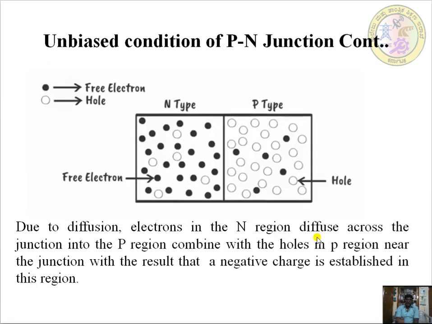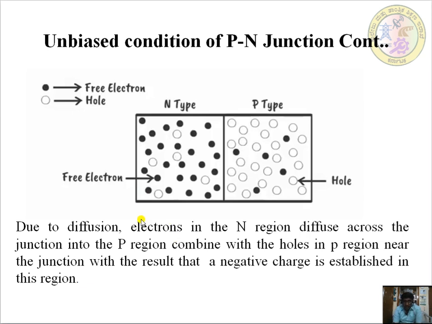Okay, next, the unbiased p-n junction continued. When we group p-type and n-type together, what will happen? The free electrons and the holes move by diffusion. What is meant by diffusion? Diffusion means the movement of charge carriers from a higher concentration to a lower concentration. So if there are many holes, they pass to the n-type material, and if the electrons are more, they pass to the p-type material.